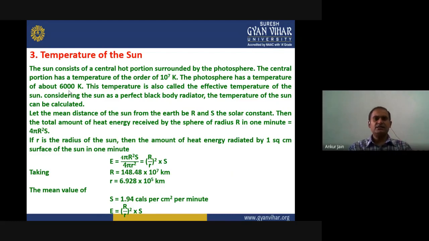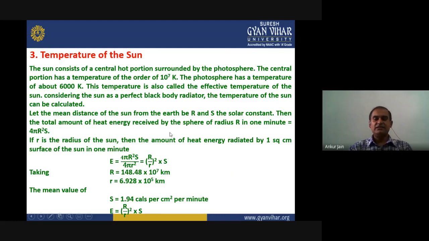Now let us consider that sun is a perfect black body radiator. Considering this, we can calculate the temperature of sun. Let us assume that the mean distance of sun from the earth be capital R, and S is the solar constant. So the total amount of heat energy received by the sphere of radius R in 1 minute will be 4 pi R square into S. S is the solar constant, and the area of the total sphere will be 4 pi R square. So if we multiply, we will get the total amount of heat energy received by that sphere in 1 minute.